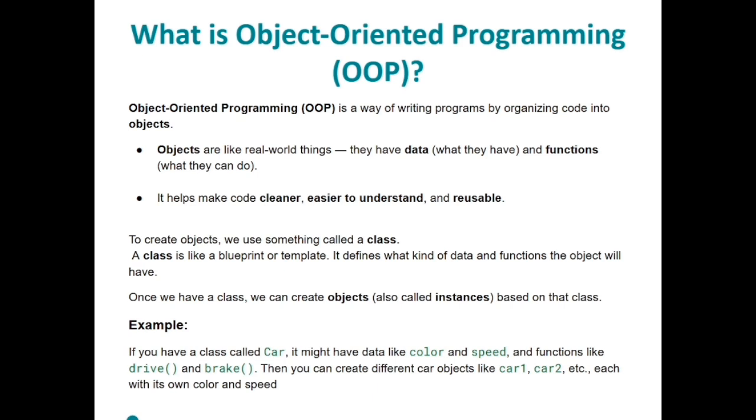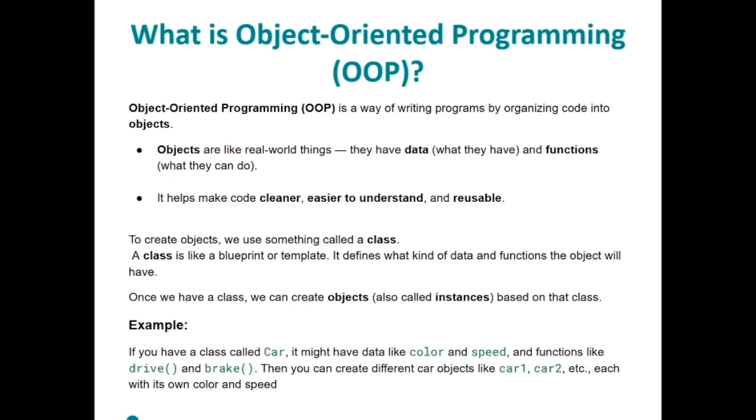In simple words, it's a style of writing code that uses objects just like real world things. For example, an object has data, what it is, and functions, what it can do. If I give you a real life example, think of a car. It has data like color, speed, model, and it can do things like start, stop and drive. In OOP, we write code just like that by creating objects that represent things in our program. This makes our code neat and organized.